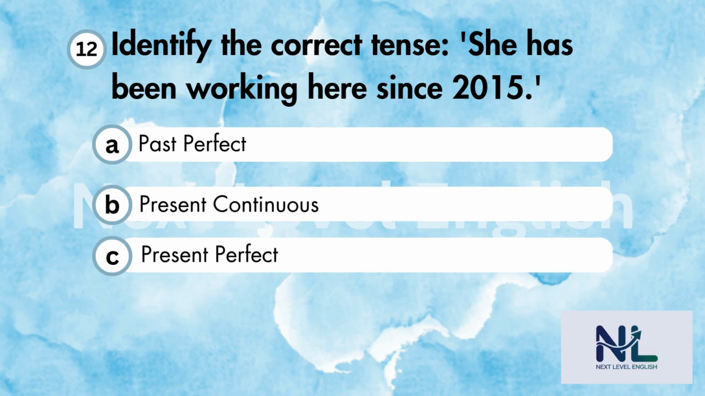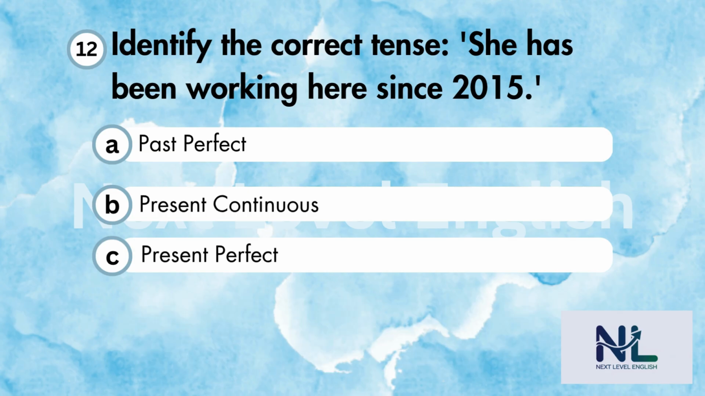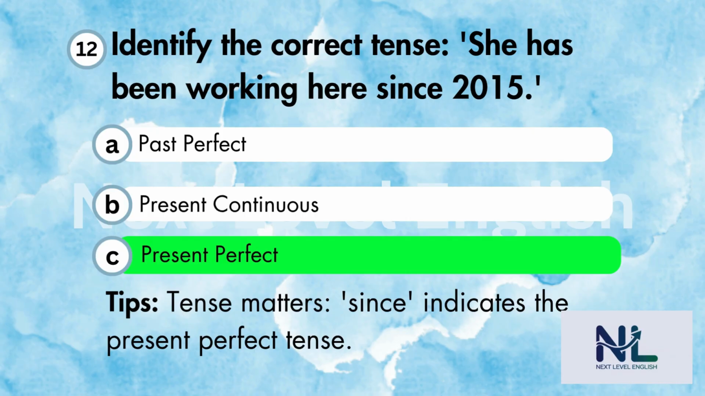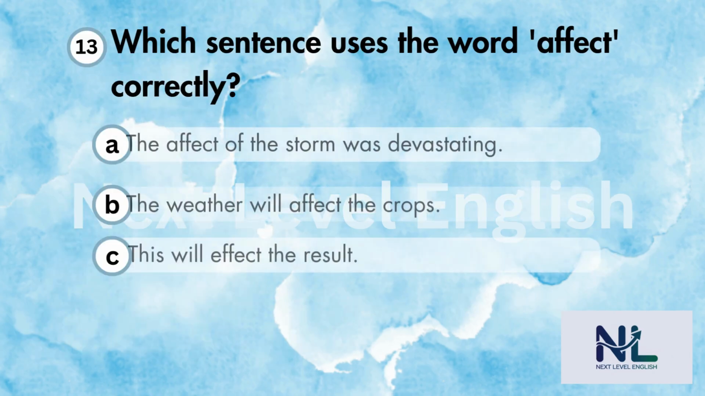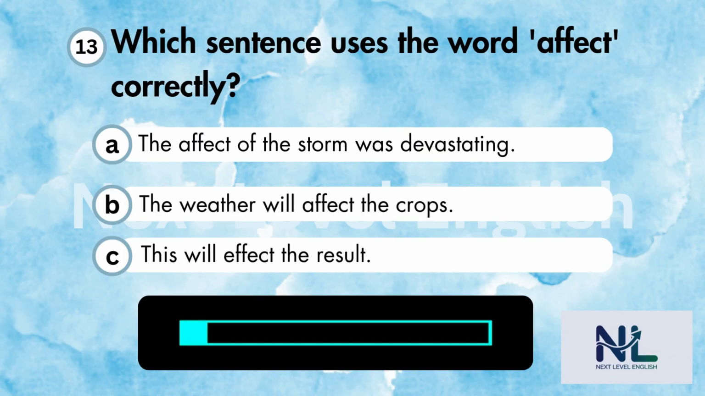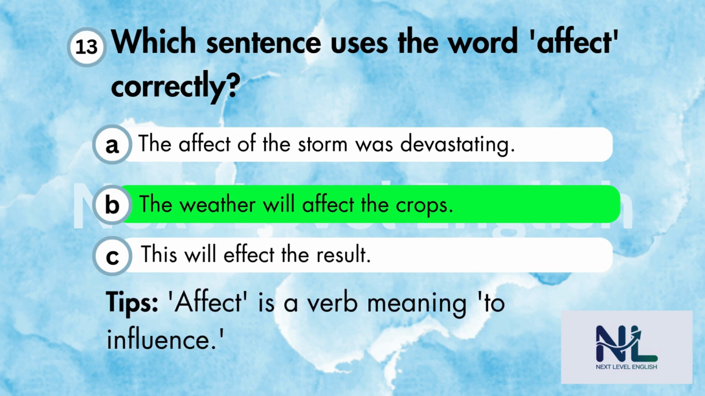12. Identify the correct tense. She has been working here since 2015. Present perfect. Tips: tense matters, since indicates the present perfect tense. 13. Which sentence uses the word affect correctly? The weather will affect the crops. Tips: affect is a verb meaning to influence.